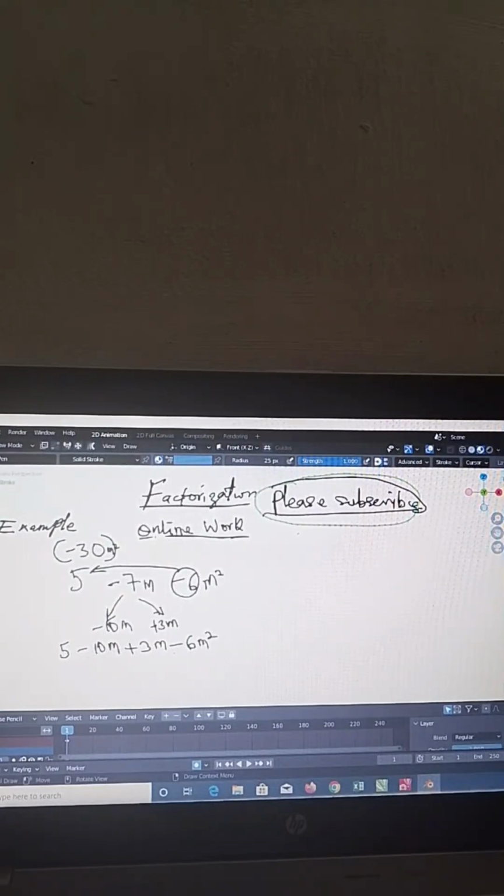So what is common here? 5 is common. 5 in brackets, 1 minus 2m. What is common here? Plus 3m is common. What is left? 1 minus 2m. So I have here and here 1 minus 2m. Then what is left? 5 plus 3m.